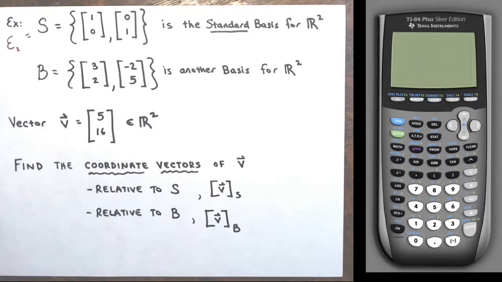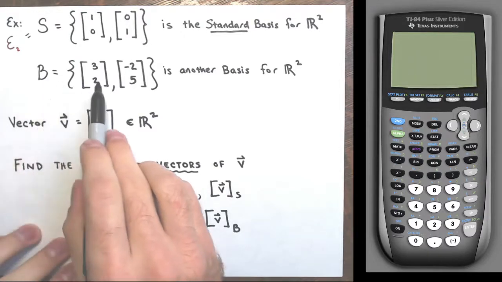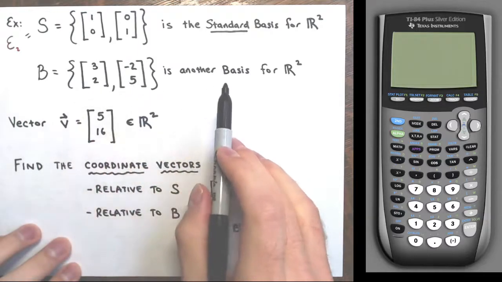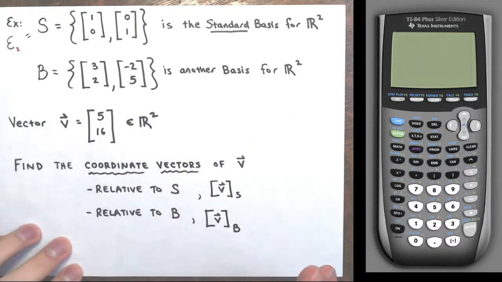And then I've got this other basis B. This is the set of vectors (3, 2) and (-2, 5). This is also a basis for R2. Remember, a basis for a vector space is not unique. A vector space will have many, many bases.